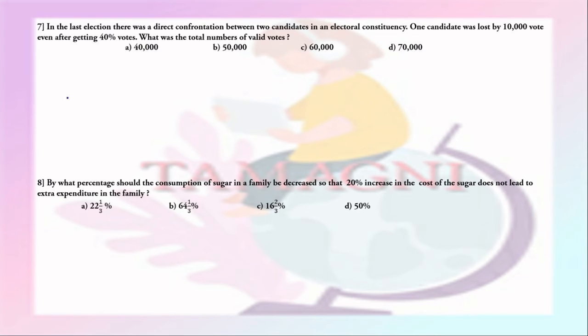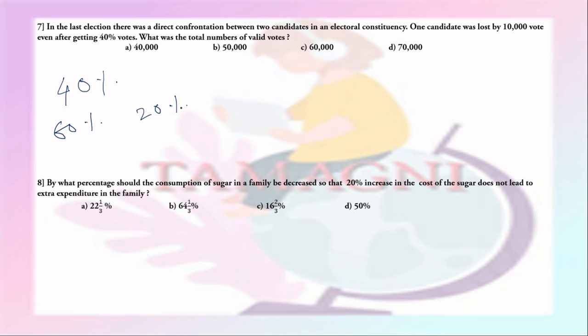Question number 7. In the last election, there was a direct confrontation between two candidates in an electoral constituency. One candidate lost by 10,000 votes even after getting 40% of the votes. What was the total number of valid votes? The losing candidate got 40% of the vote. So the winning candidate will get 60% of the vote. Now the percentage difference is 20% between these two candidates. So this difference is equivalent to 10,000 votes.